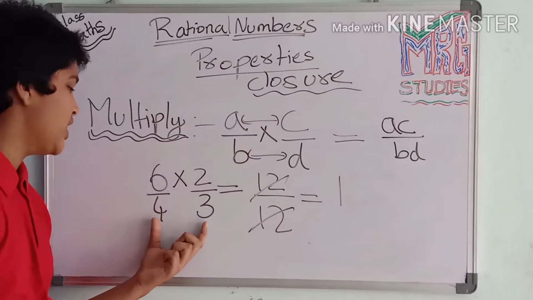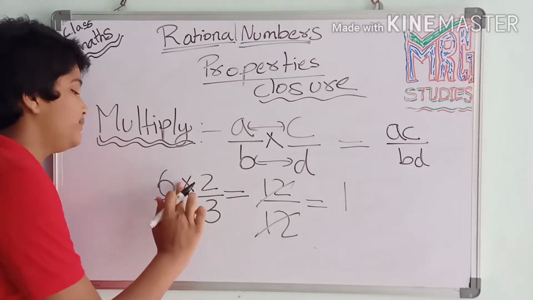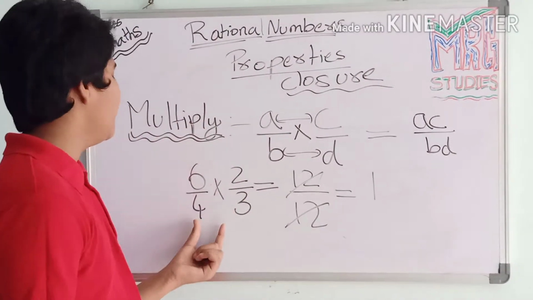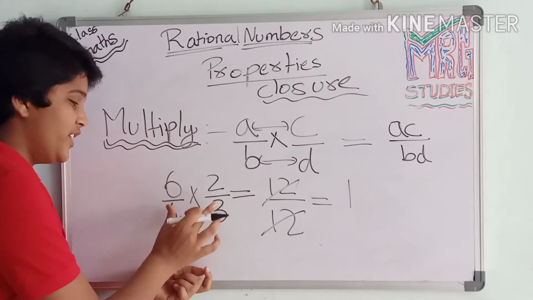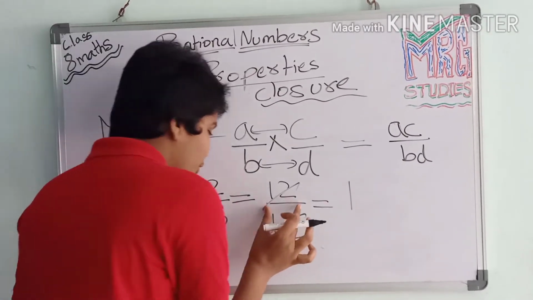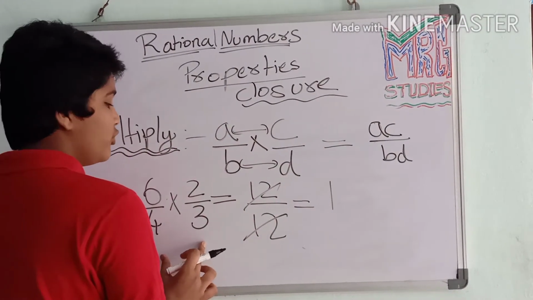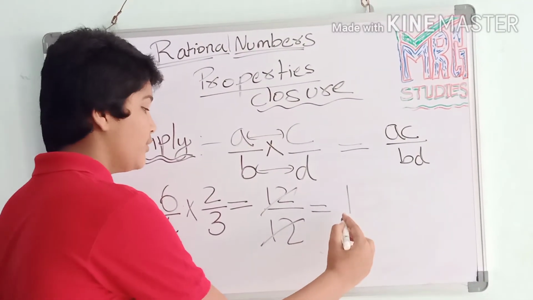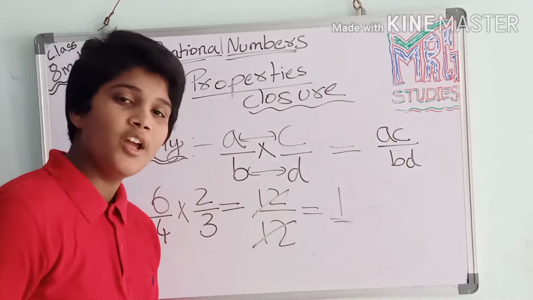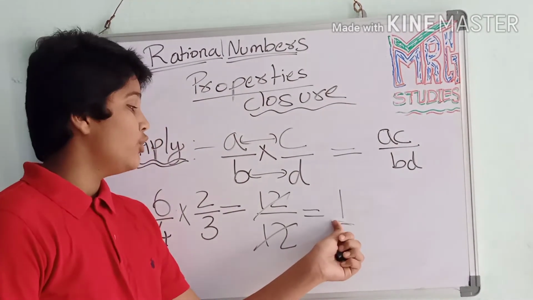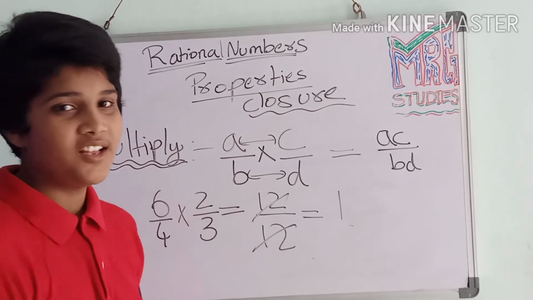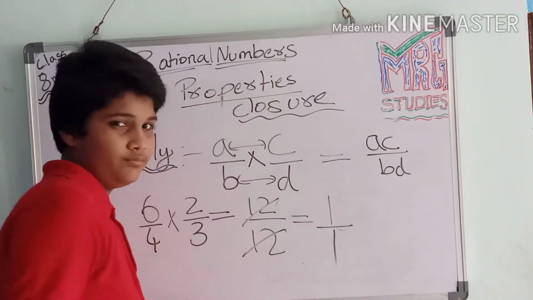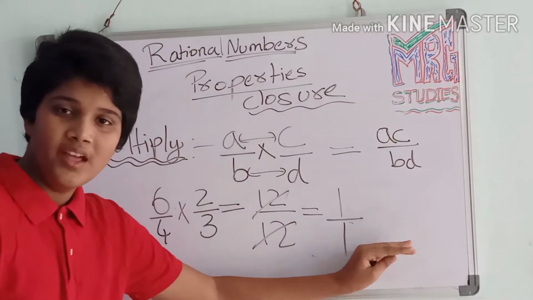Now see here, for example, 6 into 2, 4 into 3. Now we did this multiply: 6 into 2, 12 we got, and 4 into 3, 12 we got. And we calculate, we got answer 1. So 1 is also a rational number. I told you in the starting of the class that if any number is not there in the denominator, we can keep 1. So this is also a rational number.